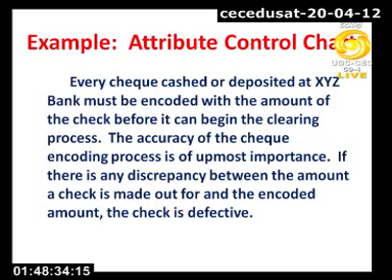Let us have an example to illustrate this particular control chart. Say every check cashed or deposited at XYZ bank must be encoded with the amount of the check before it can begin the clearing process. The accuracy of the check encoding process is of utmost importance. If there is any discrepancy between the amount a check is made out for and the encoded amount, the check is called defective. So, now we have a way to check the process: defective and non-defective checks.